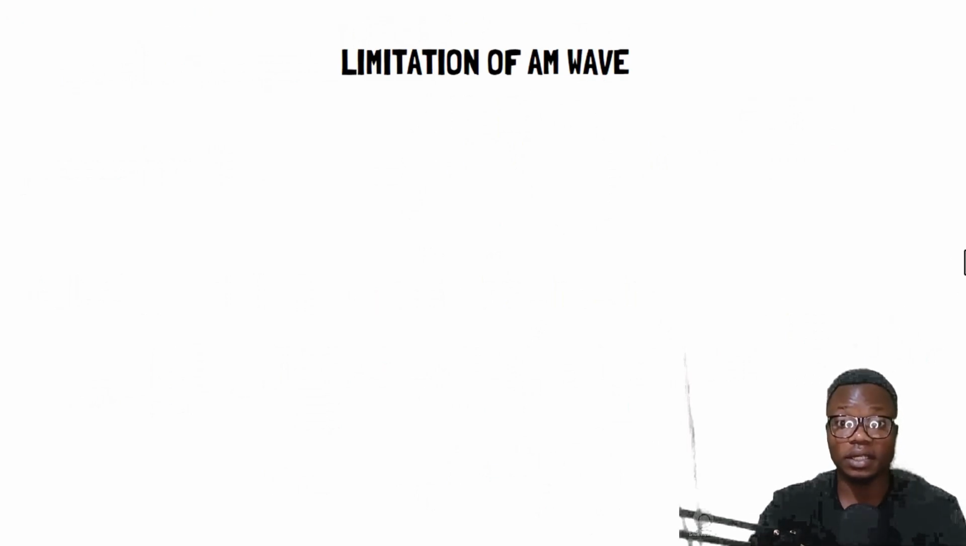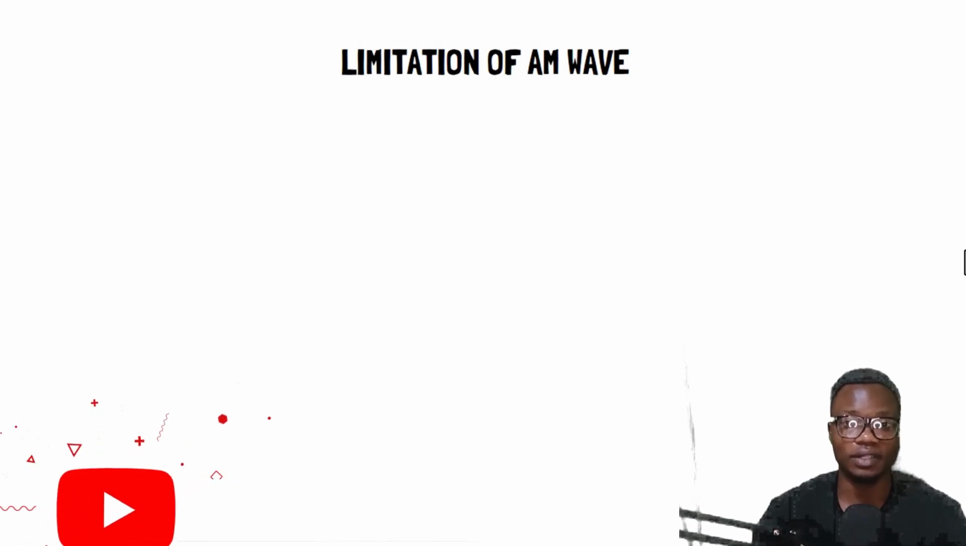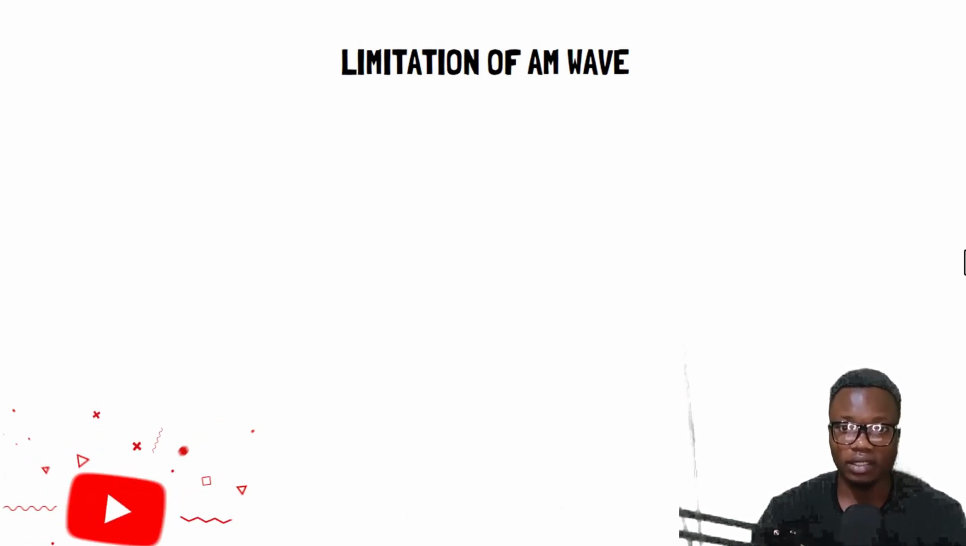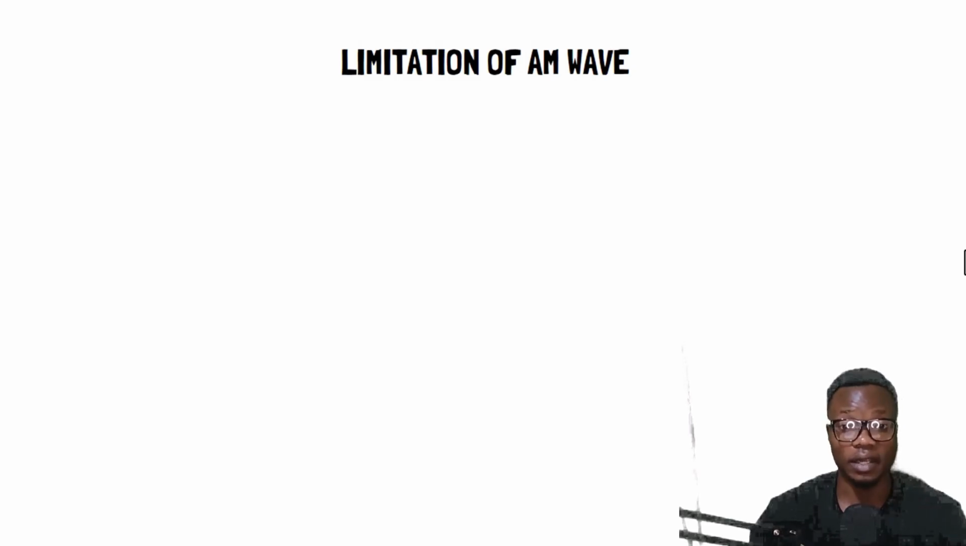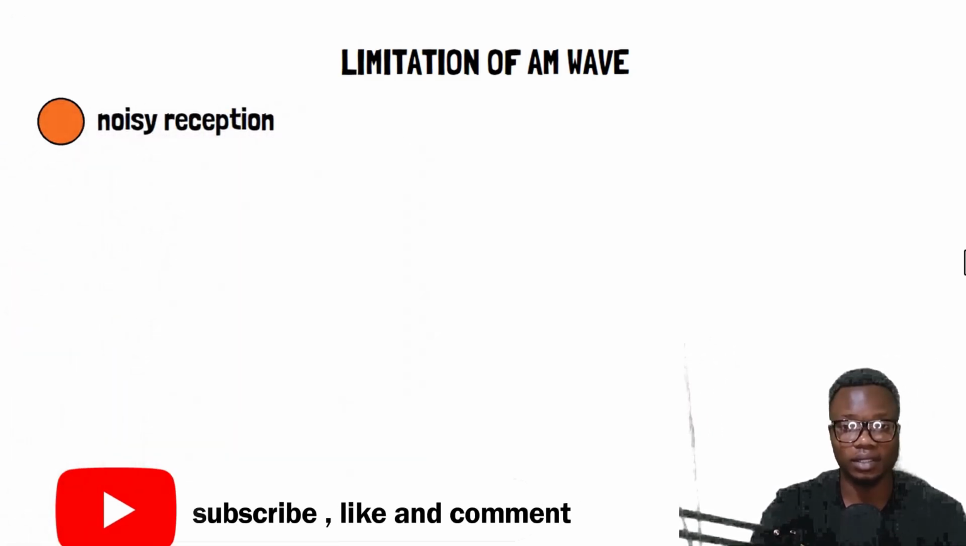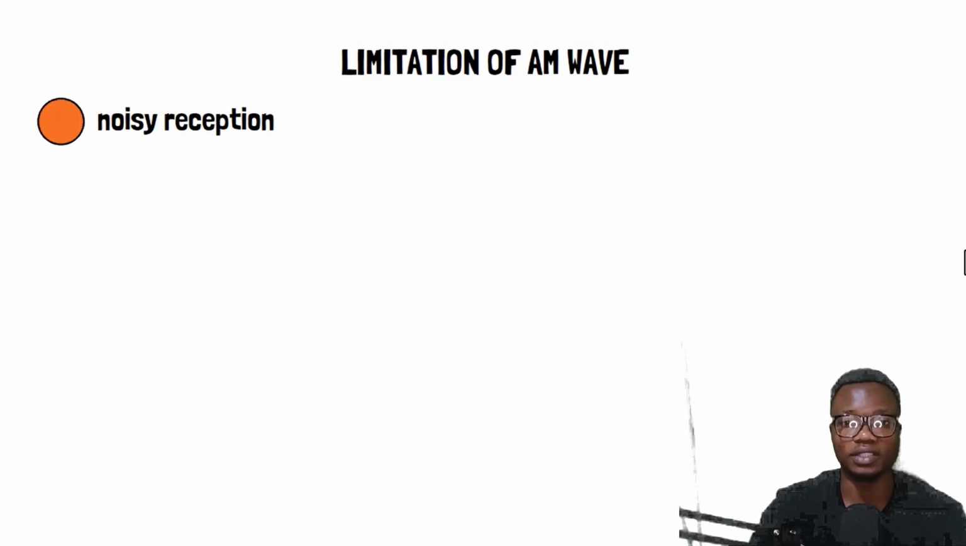Let us now see the limitations of AM wave, these ones as disadvantages of AM wave. These are very common questions; you will be asked these questions in your exams. Very simple questions. It's just for you to give it your attention and time. Coming to the first limitation, AM wave has noise reception. AM wave can be easily interfered with by noise. We said noise is unwanted information during signal transmission. This is the first disadvantage.